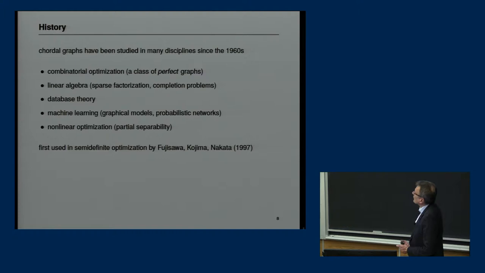So the most important applications will be in linear algebra, obviously, and that was also discovered in the 1960s. They come up in sparse factorizations, as we'll see. And then in the 1980s, they were studied in all types of completion problems. There is some connection with database theory in the 1970s. In machine learning, they're known as decomposable graphs in graphical modeling. And in nonlinear optimization, there is an important application in studying partial separability, trying to represent partial separability as a graph and then exploiting the structure in that graph. And in semidefinite programming, the first use of chordal graphs and sparsity is from '97 in this paper.